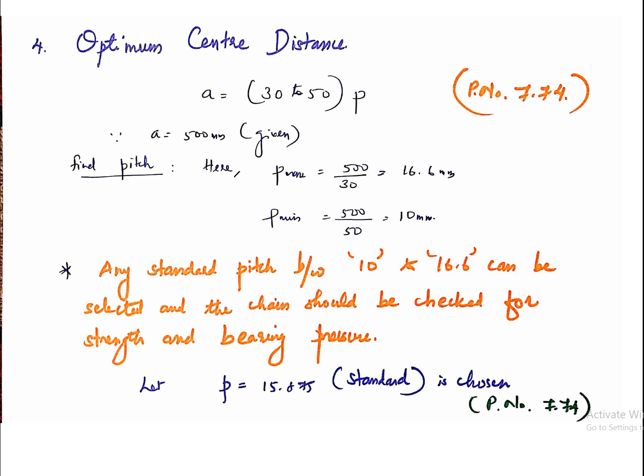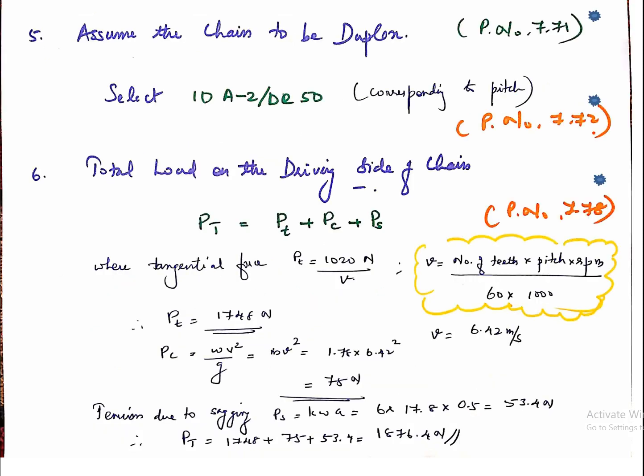Okay. Now, once the standard value is taken, the next step is to select the type of chain. Okay. And for that, you need to assume it's either simplex or duplex, and based on that you can select a chain corresponding to the particular pitch. So once that is selected, the next step is to find the design load. For finding the design load, you should find the total load which is acting on the driving side of the chain. Okay, for that you have a standard equation.